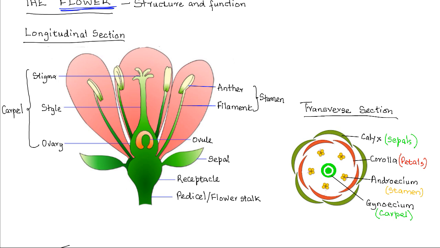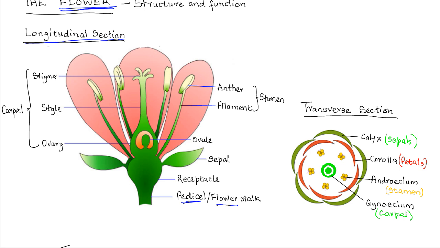Now, in this diagram here, we have a longitudinal section of a typical flower. A typical flower has the following features. One, there is a pedicel, or the flower stalk, which attaches the flower to the stem. That is, the pedicel attaches the flower to the stem of the plant.